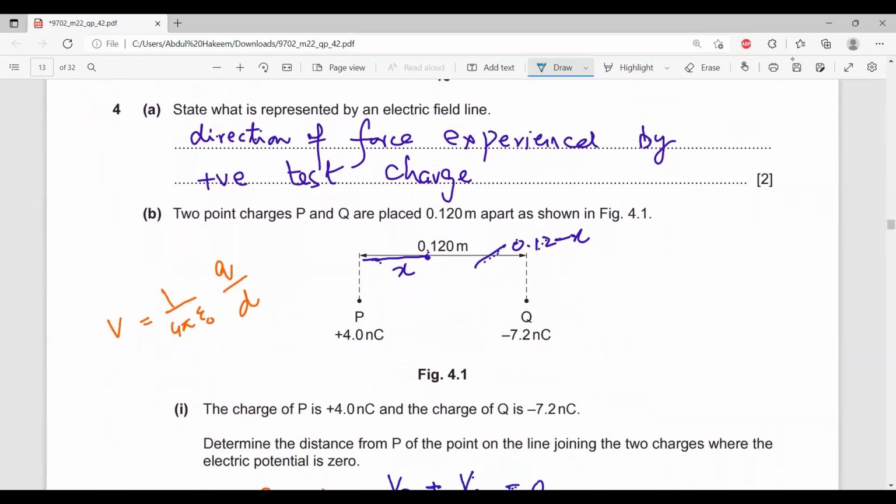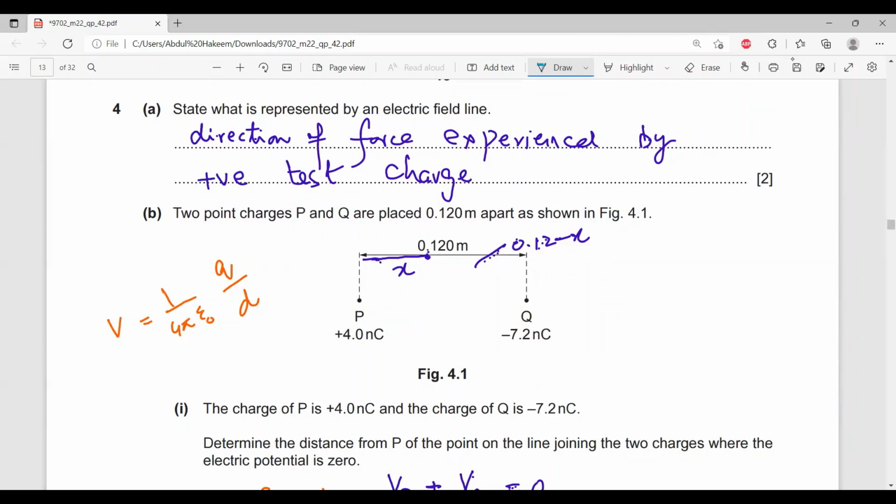Now move to the next one, number 4. State what is represented by the electric field lines. So field lines are representing the direction of force experienced by a positive test charge in the electric field.